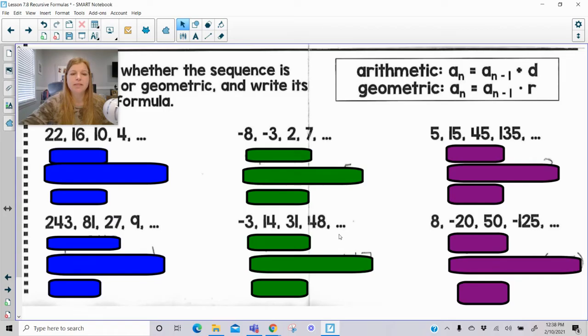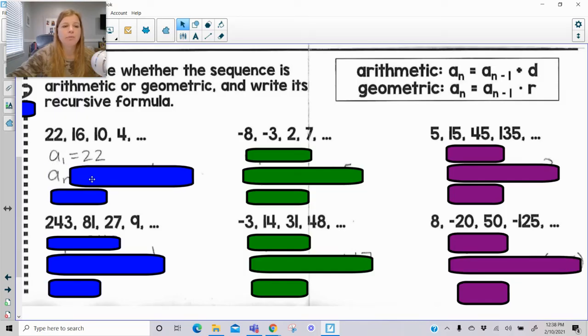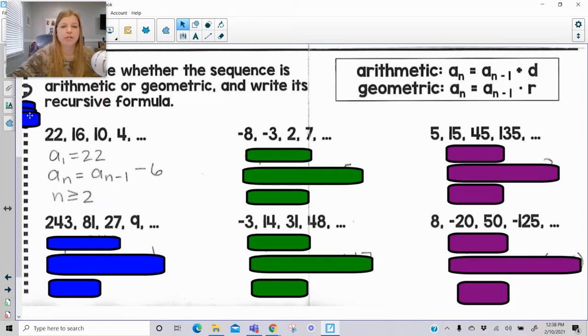So we're going to take a look at these sequences here, and we're going to go ahead and write the recursive formula. And remember, the recursive formula needs 3 parts. So the first step is always super easy. It's just identifying what a sub 1 is, the first term in the sequence. Then you have to look and see what's happening in the sequence. Well, this sequence I see is decreasing by 6, so I know it's arithmetic. So if I'm following the arithmetic sequence formula, it would be a sub n equals a sub n minus 1, and then minus 6. So you have to determine, is it arithmetic or geometric, like what's happening in the sequence, and then use that to basically set it up. And then n is always greater than or equal to 2.